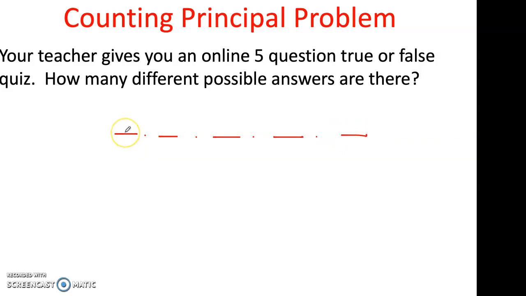How many options for this guy? 2. This could be true or false. This could be true or false. This could be true or false. This could be true or false. And this one could be true or false. So it's going to be 2 to the 5th power, which we know is 32. So 32 is our answer.